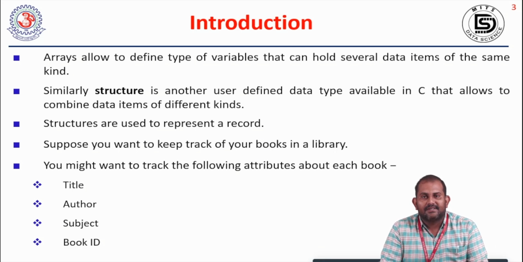So let us take an example. Here we are going with library information. In a library, we find lots of books. Each and every book contains some details as follows: the title of the book, author of the book, subject name of the book, and ID of the book. We have to maintain all these things in a single variable. Structures can support this.